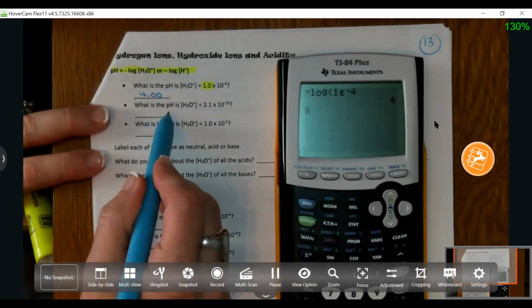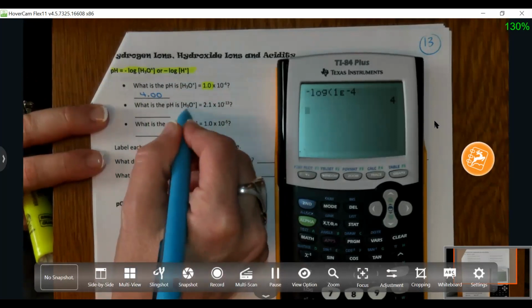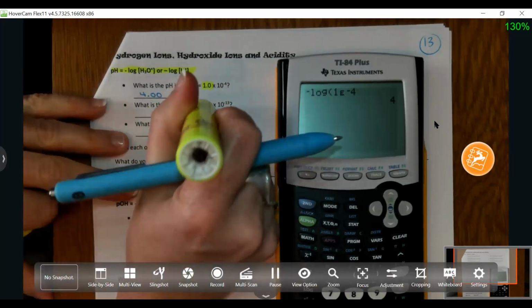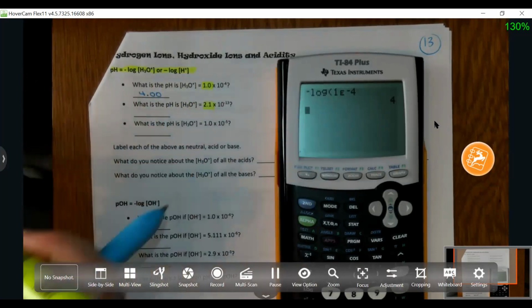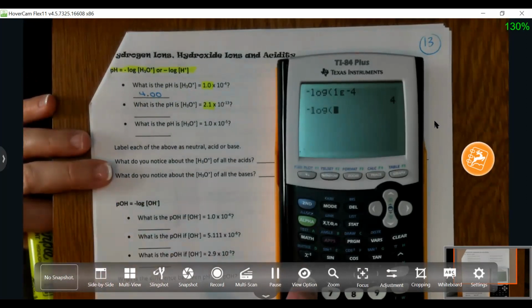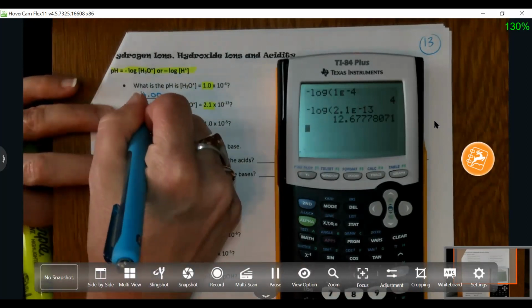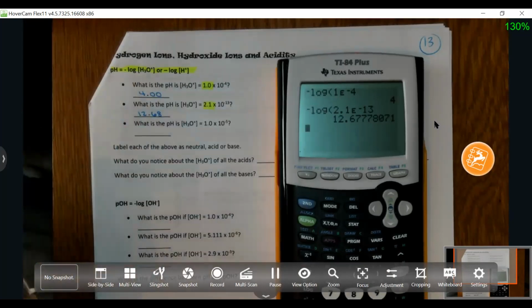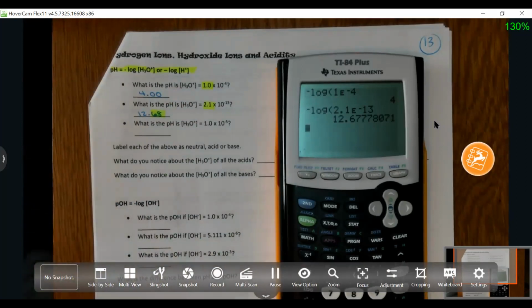This next example, it's the pH of, remember, hydronium and hydrogen are the same thing. I've got 2 sig figs again. So that means I need 2 numbers after my decimal point in my pH. So I'm going to have negative log and 2.1 second E negative 13. So my answer rounded to the correct number of sig figs would have to be 12.68, because I need to have 2 numbers after the decimal point in my answer.